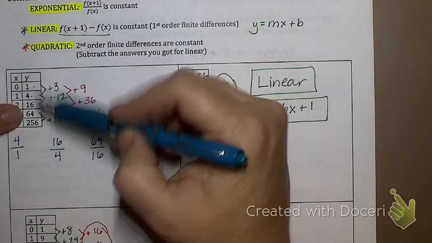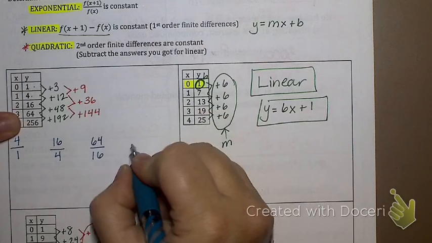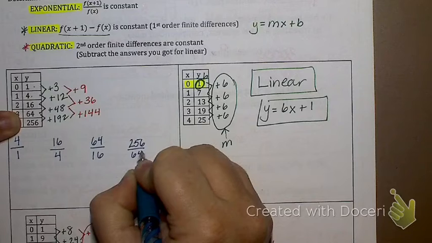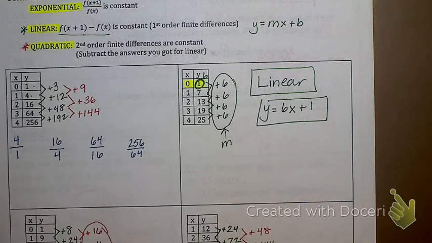64 over 16. 16 over 4. 4 over 1. What's my last one going to be? 256 over 64. Now, if this is exponential, then each one of those fractions will reduce to the same number.